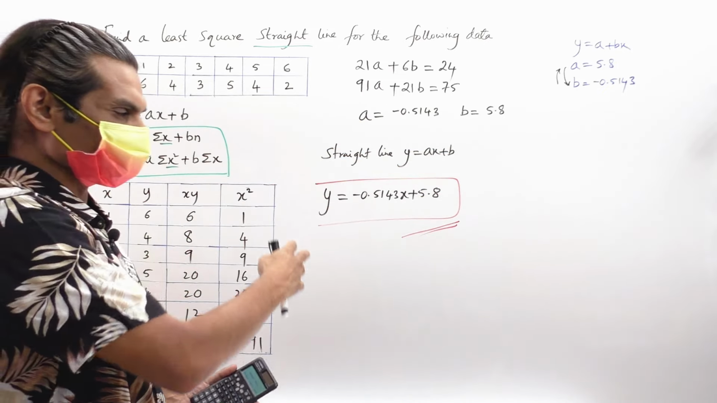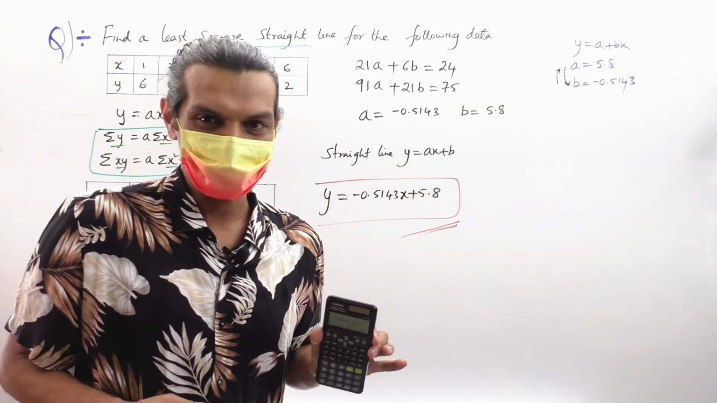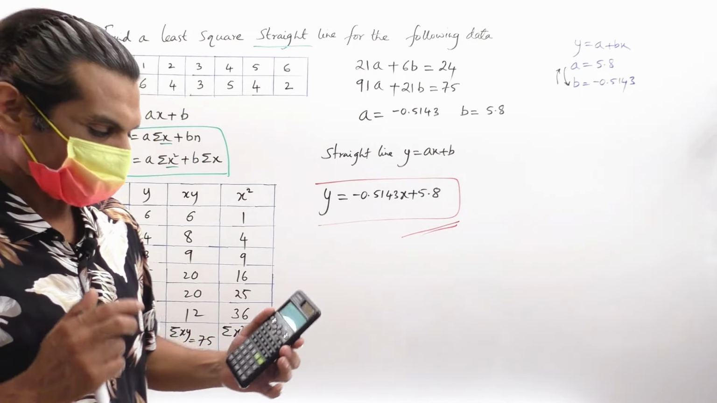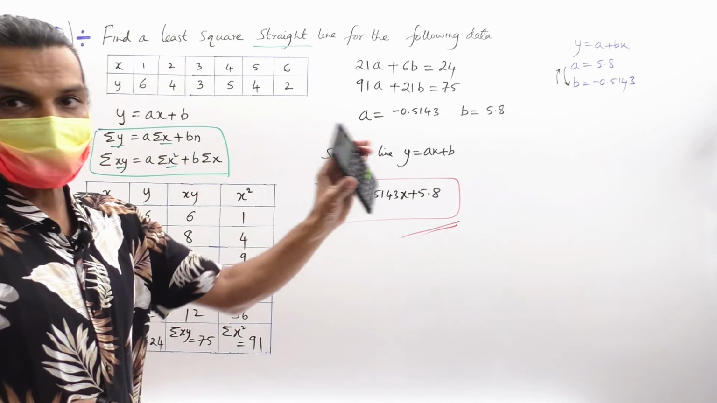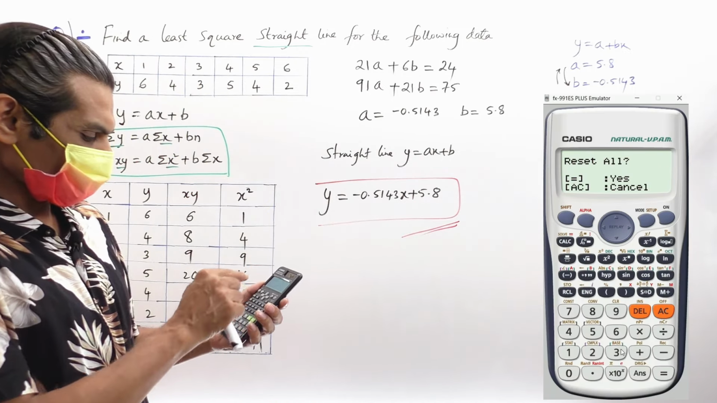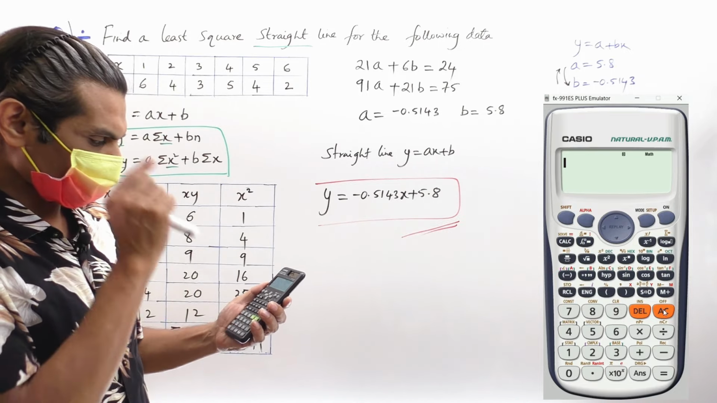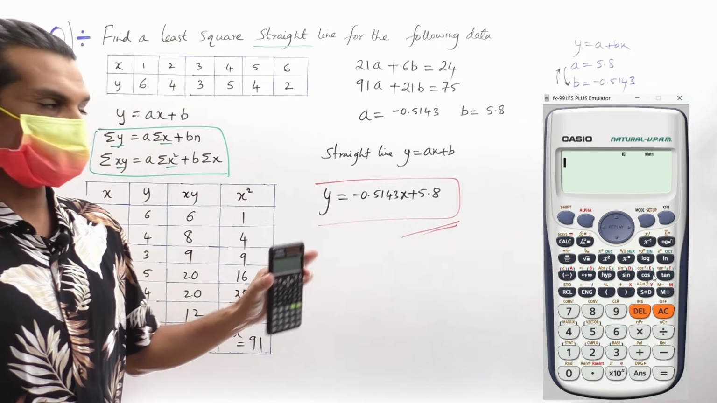Now the same solution I am going to show you in the FX-991 AX Plus. Those who have it, please watch carefully. First, reset the memory. I will go to ON, then Shift 9. It says Clear 3, All, is equal to AC. So we have all the memory cleared.